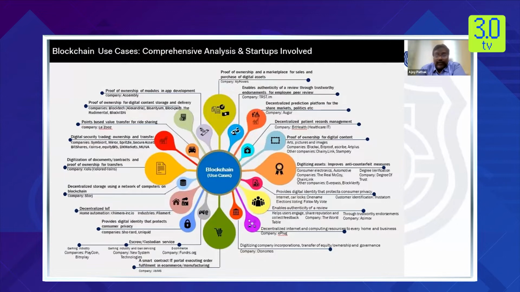Now, if you have been listening to the current technology talks, you would understand one thing: one buzzword that is going around is Web 3.0, correct? Now, what is this Web 3.0? We'll have to understand this a little bit more.